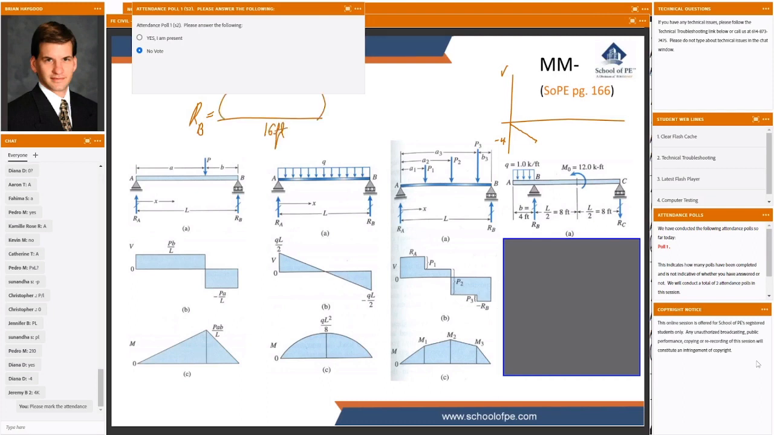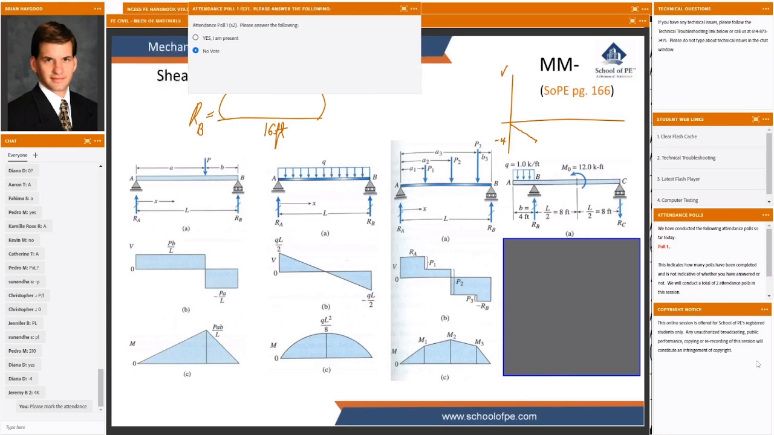For that distributed load on the left-hand side there, what magnitude and distance am I going to use for the moment caused by that distributed load? It's 4 feet wide and 1,000 pounds per foot tall, so it's going to be a total of 4,000 pounds. And what distance from B is the centroid of that little distributed load on the left?